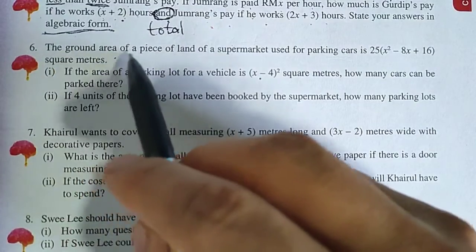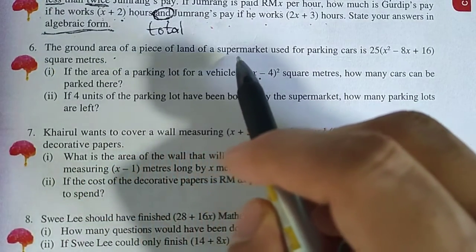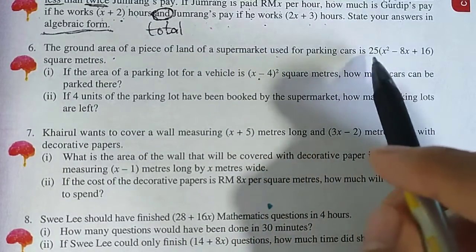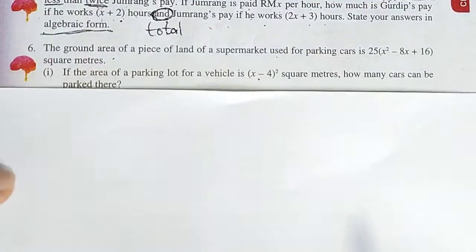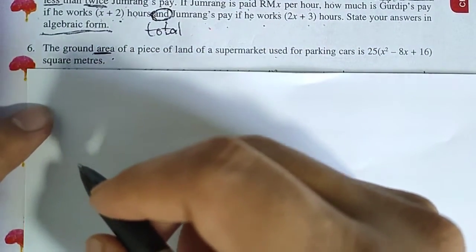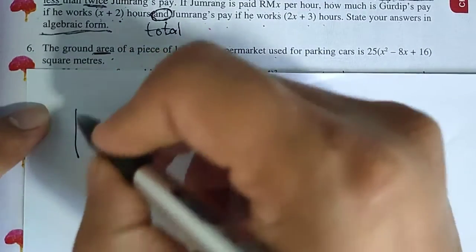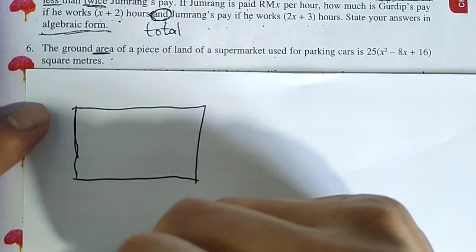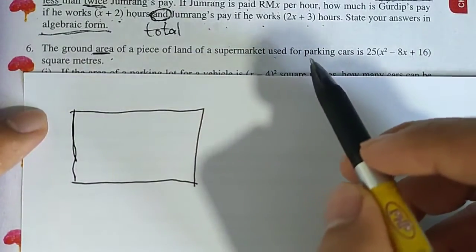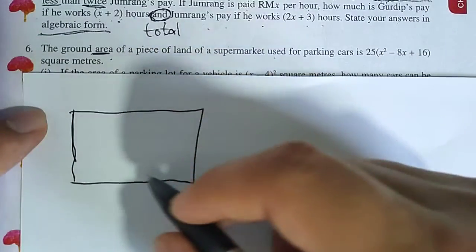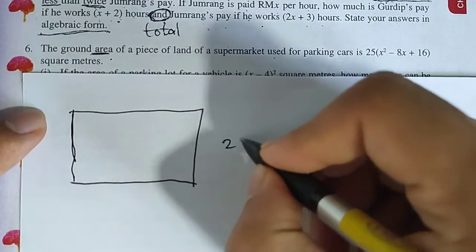The ground area of a piece of land of a supermarket used for parking cars is this algebra, never mind. So, area. So we draw something. We draw parking lots. Okay. The area is this. Okay. All the area, the value is this.